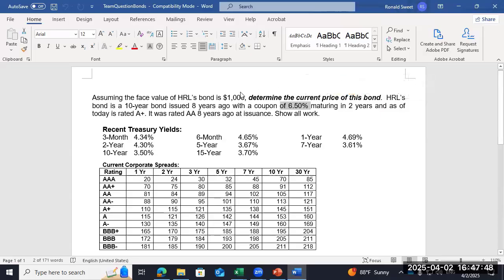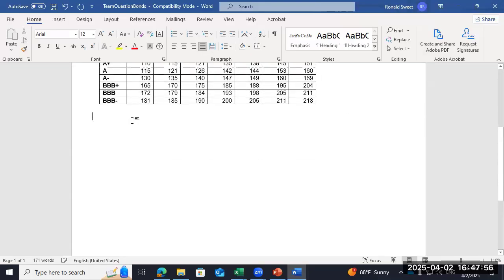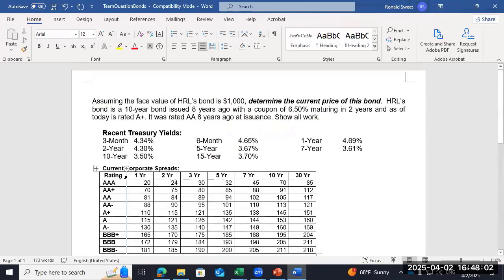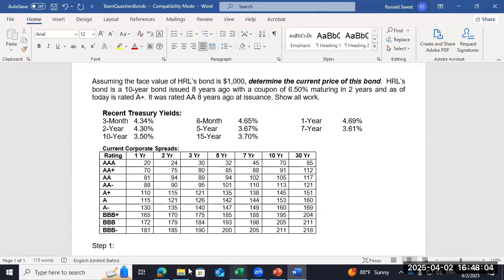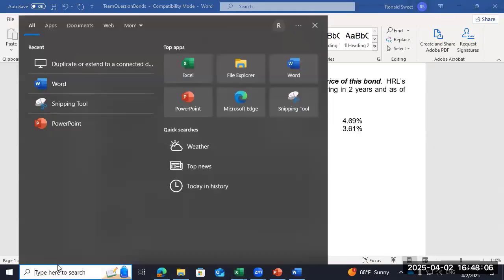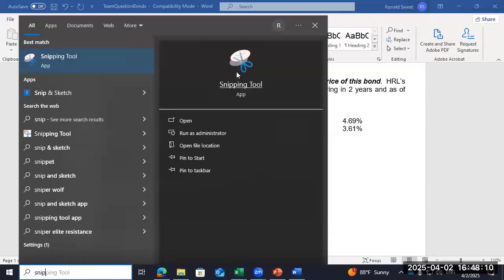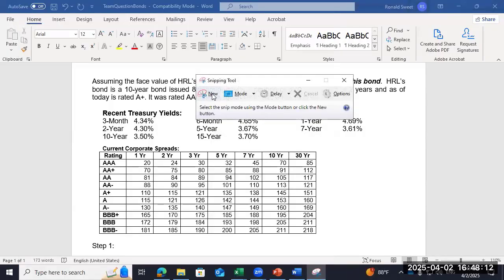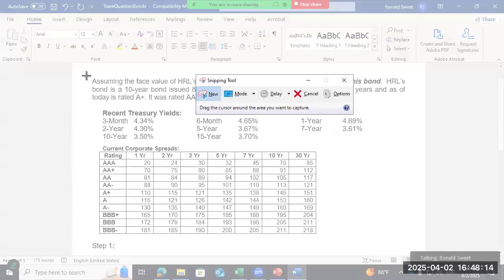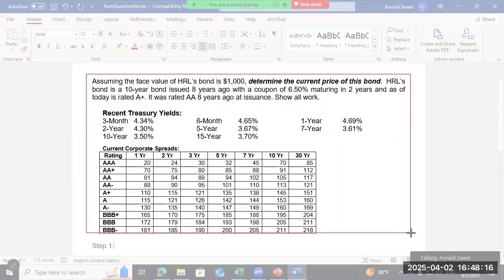So the first thing is, some people like steps. If you like steps, let's do this. Step 1. Well, I'll tell you what I'm going to do, I'm going to build this in Excel, but then I'll do it by hand here.